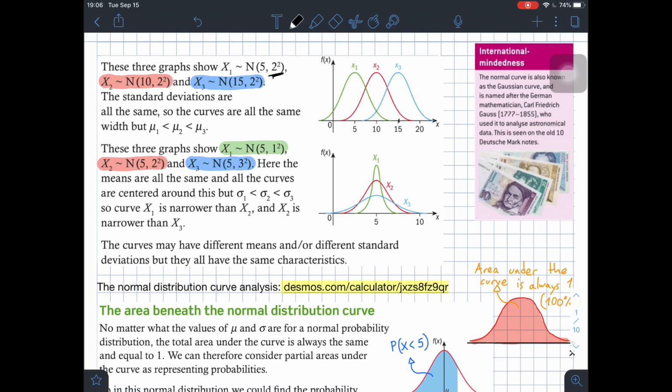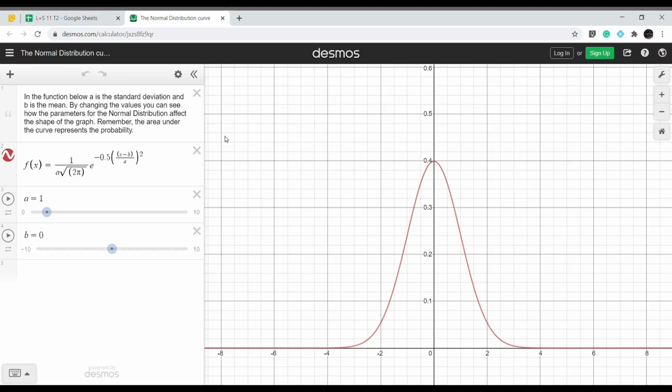So if you open the link, you would be right on this page, which is Desmos, right? And you see that we get a normal curve distribution here, which has a mean of 0, and we have a spread of 1 according to this problem, okay? So it says here, in the function below, A is the standard deviation and B is the mean. So B is 0, A is 1.